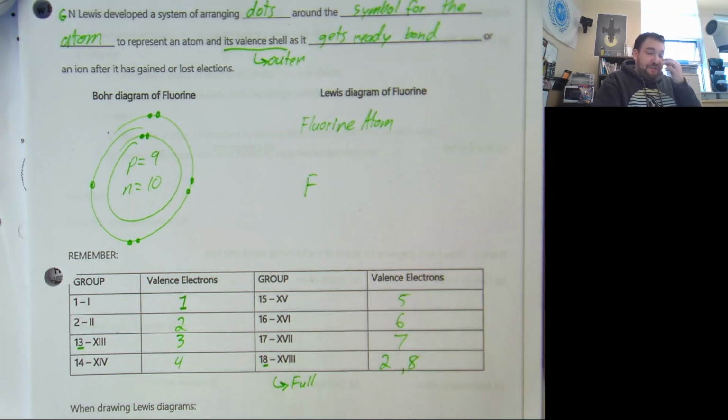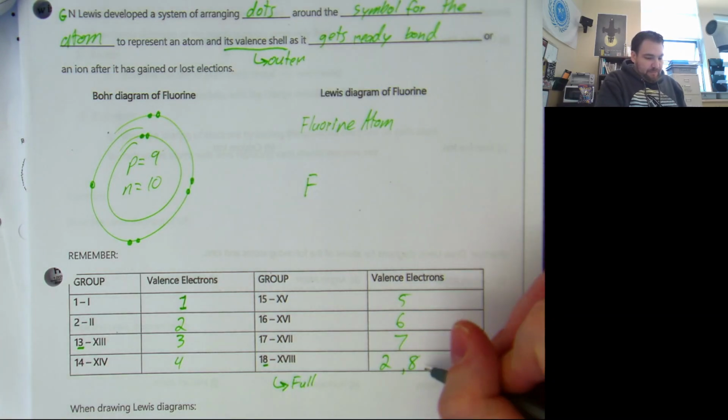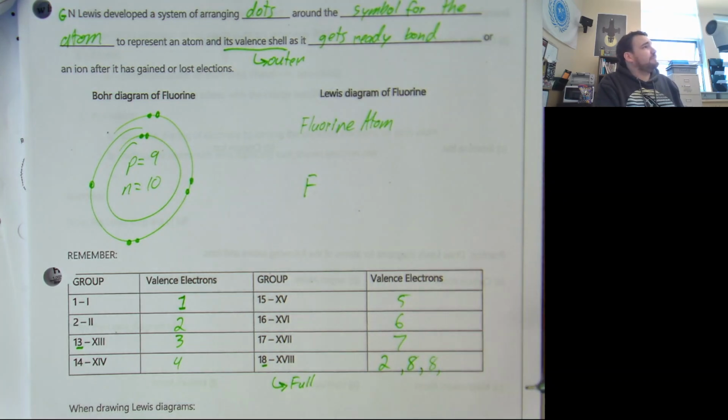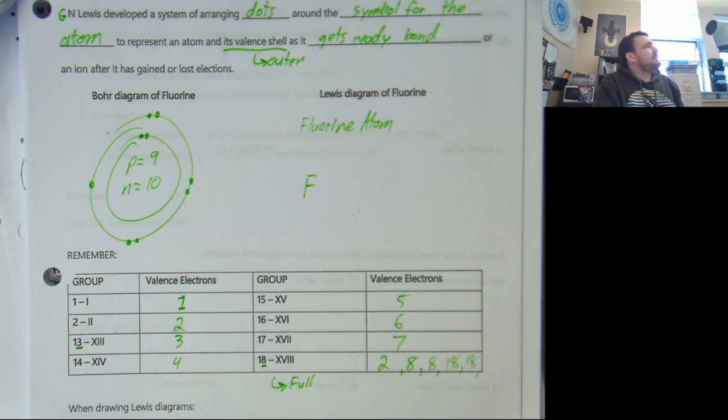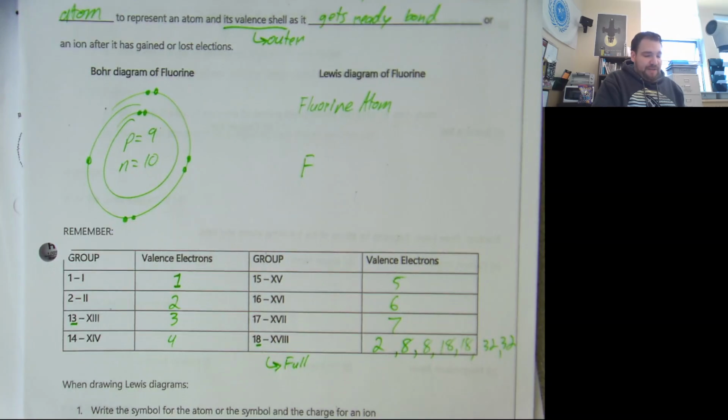Helium's only going to have 2, even though it's in group 18. Group 18 just means that the outer shell is full. So helium will have 2. Then neon and argon will each have 8. Krypton and xenon will each have 18. And then radon and that unnamed lower one will each have 32. The point of group 18 is that they're full.